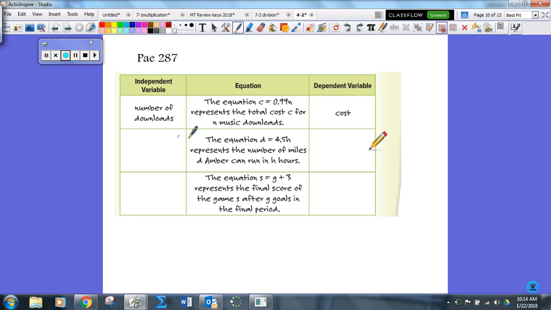So, independent variable, dependent variable. The equation is C equals 0.99n represents the total cost for music. So, number of downloads is independent, cost is dependent. Please complete this chart. We're going to go over it tomorrow.